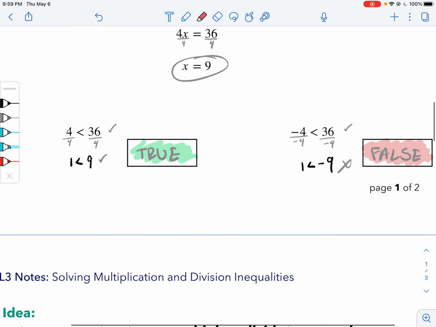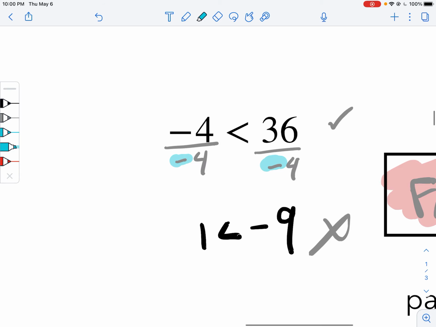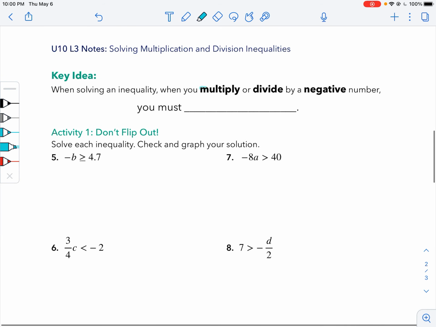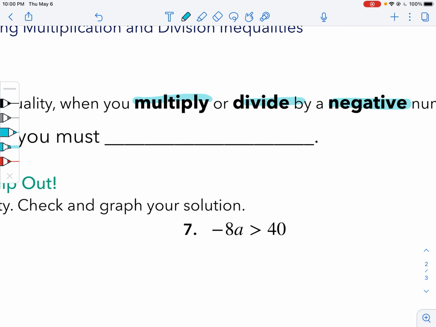Well, here we divided by a positive number, so that was cool. And here we divided by a negative number, which apparently is uncool. So when you multiply or divide by a negative number, you have to make this sound. Because what you're doing here is you are going to take the inequality symbol and you are going to flip it. So flip the inequality symbol.